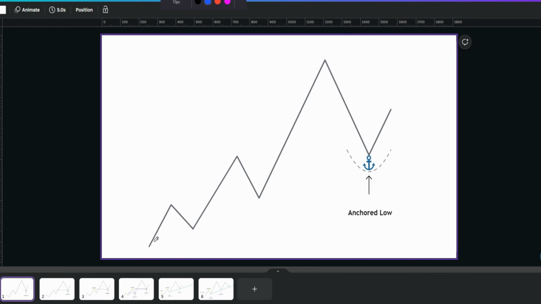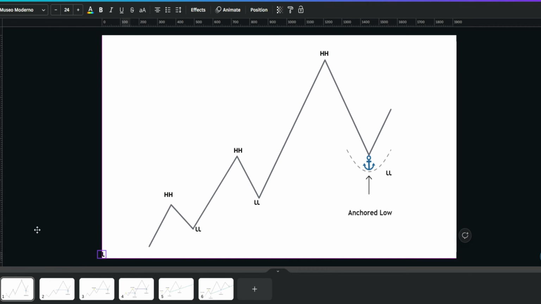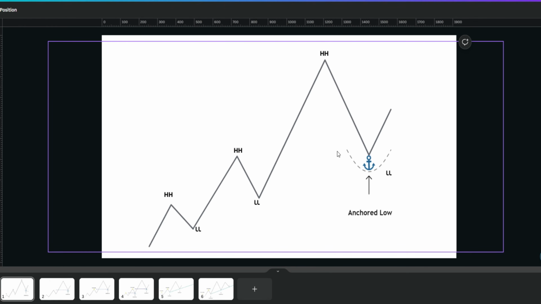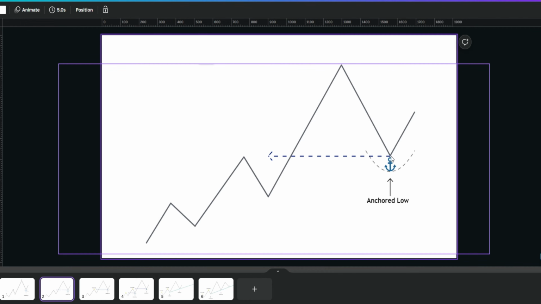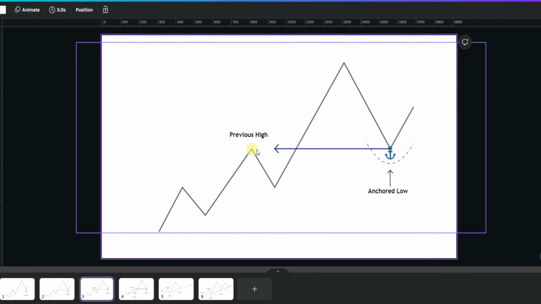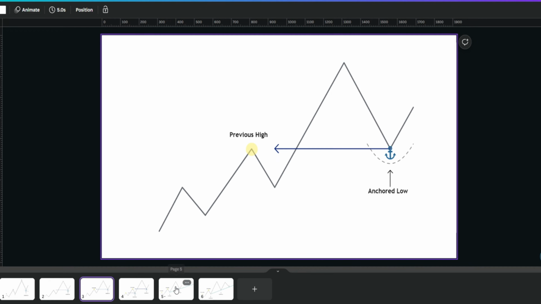This is a diagram with price going up, making higher highs and higher lows. Now I put the lower lows and higher highs on the chart. So this one is going to be an anchored low. Now, why is it an anchored low? Because if you were to draw a straight line from this lower low all the way across to the previous higher high, this low would have touched that higher high. Previous high, draw a line, touches it. That makes it an anchored low.